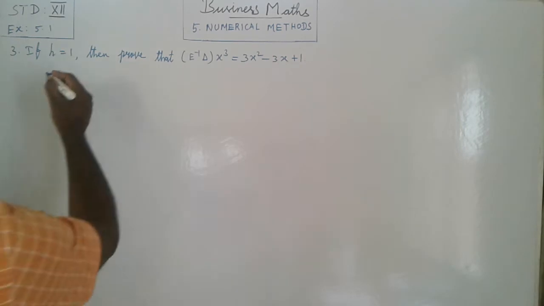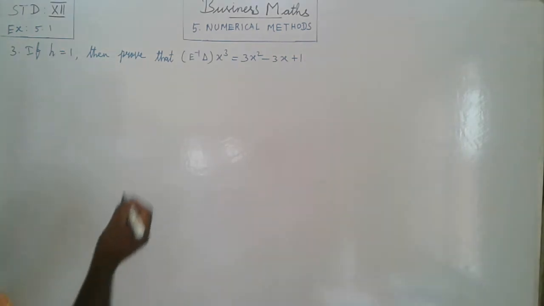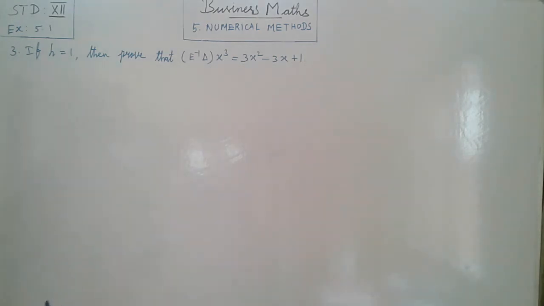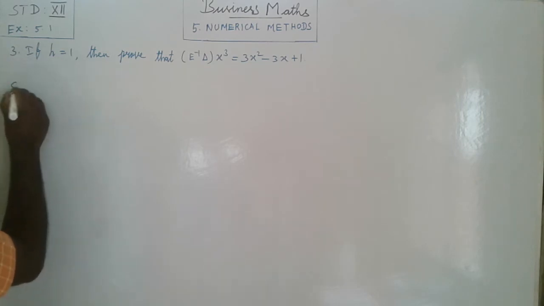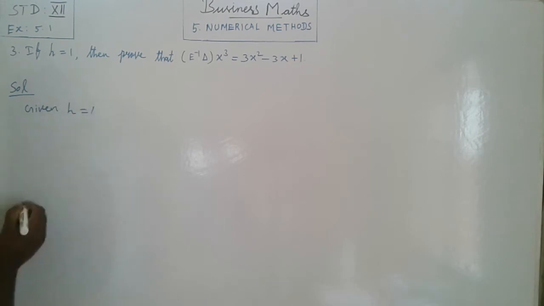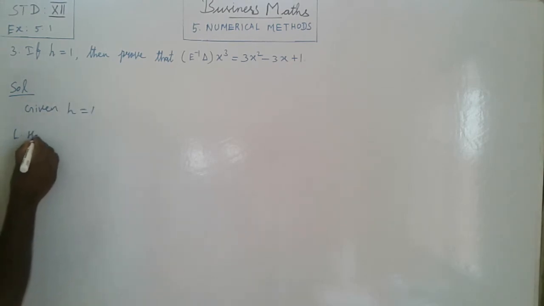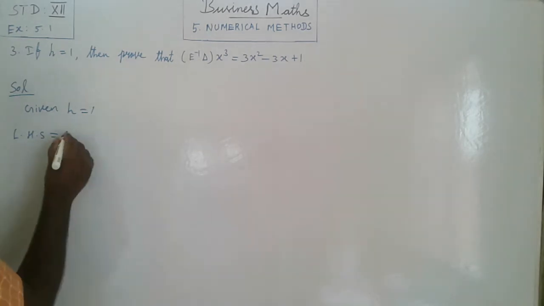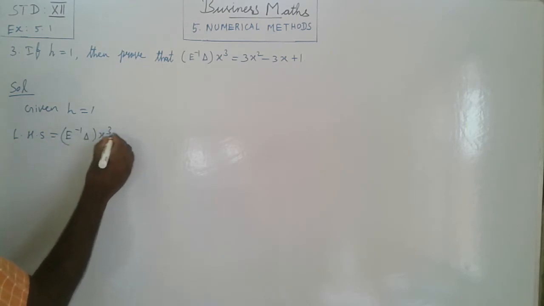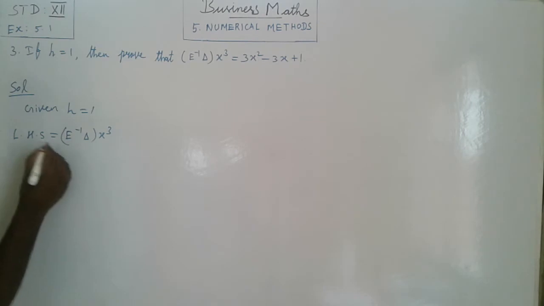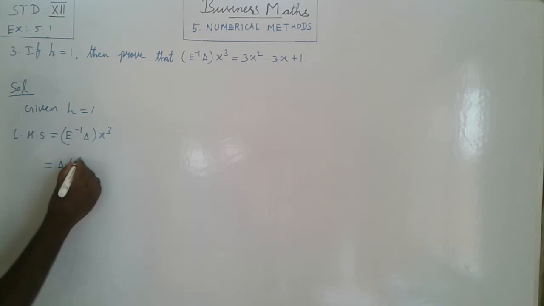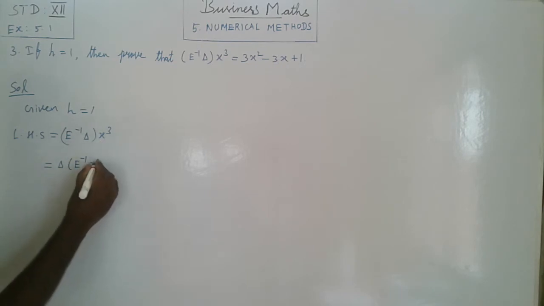Third sum: if h equal to 1, then prove that e power minus 1 delta into x cube equal to 3x square minus 3x plus 1. Solution: given h equal to 1. Next, LHS equal to e power minus 1 into delta into x cube. So we should write like this: delta into e power minus 1 into x cube.